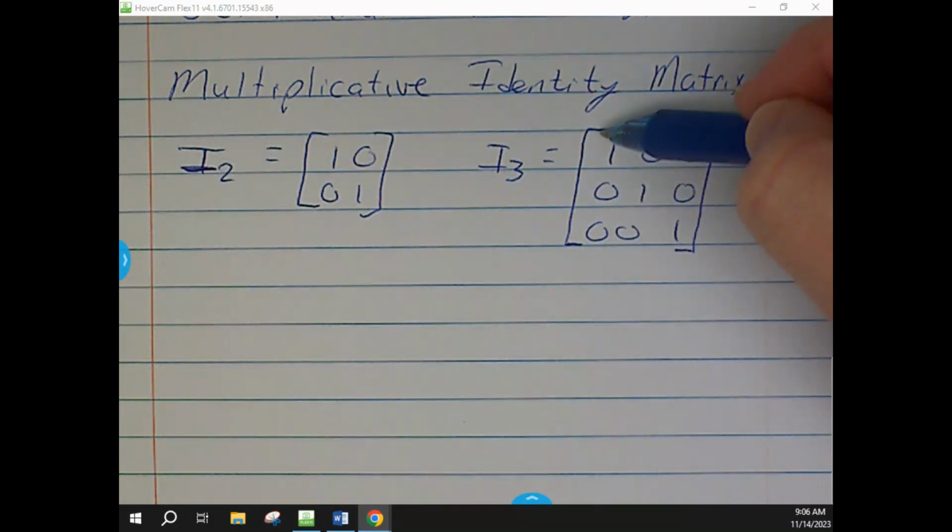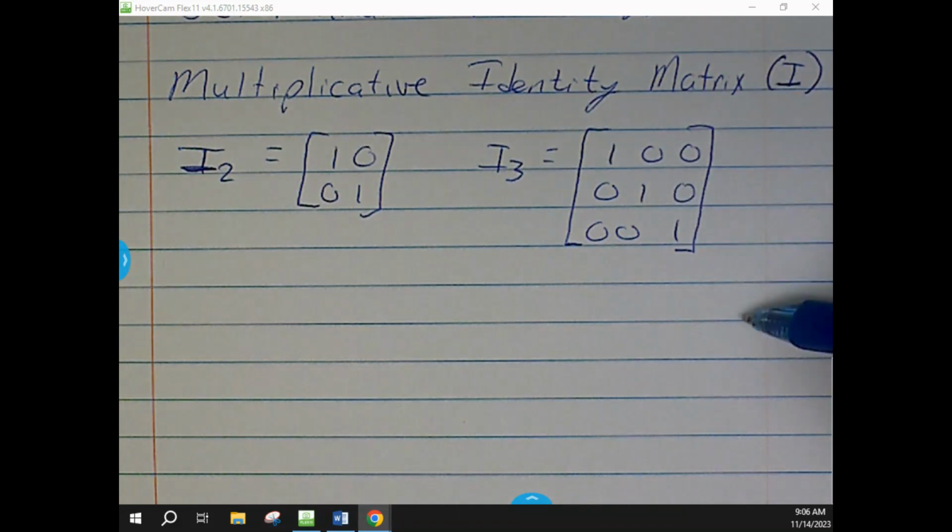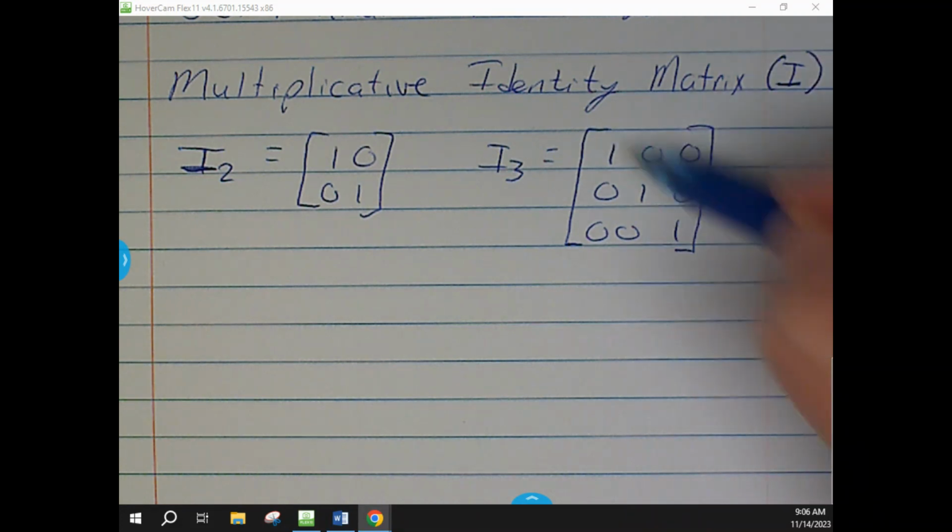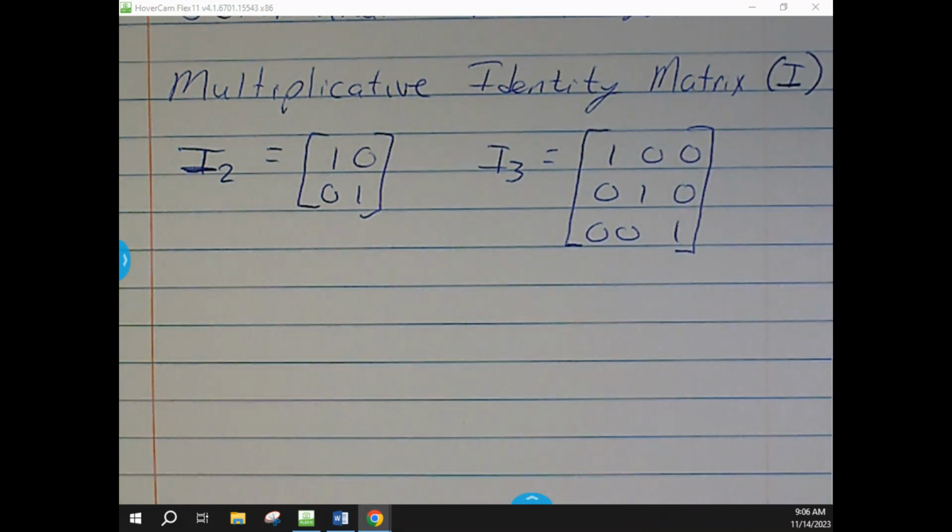So if it's a 3 by 3 matrix, it's 100010001. So basically, it's always 1 on the diagonal. If it was an I4 matrix, it would basically be 000 and then a 1 here. So it's always on the diagonal. If you had a 5 by 5 matrix, same thing. It'd still be ones going down the diagonal.